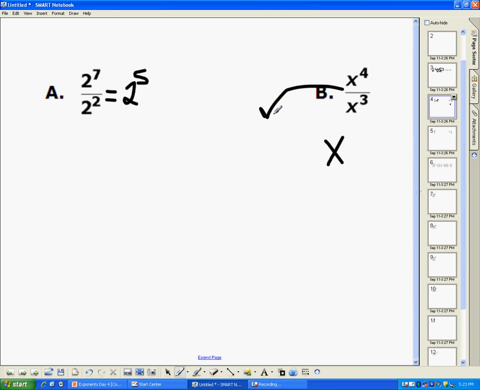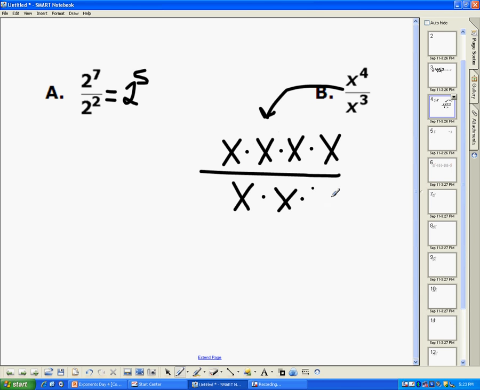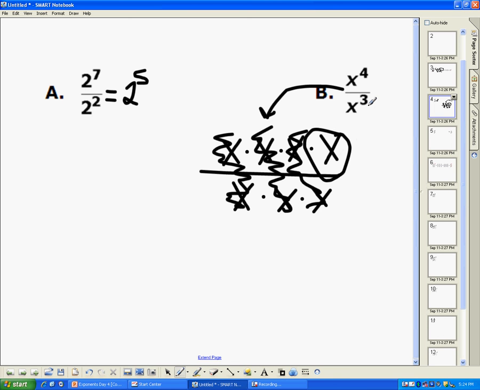And again, if you're not sure, try writing it all out in expanded form. x to the power of 4 is x times x times x times x over x cubed, which is x times x times x. And so I can cancel out whatever is the same on the top and bottom. They don't have to be right over each other, just for future reference. When I do all that, that leaves me with 1x, which is the same thing that we got right here: x to the power of 4 over x cubed is equal to x.